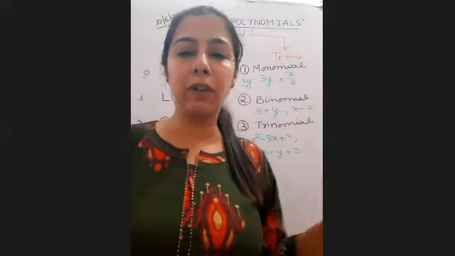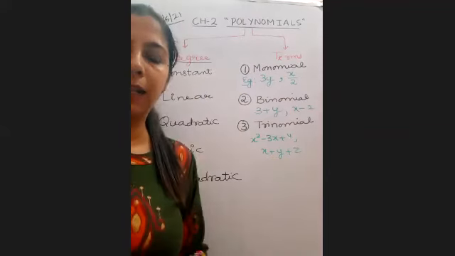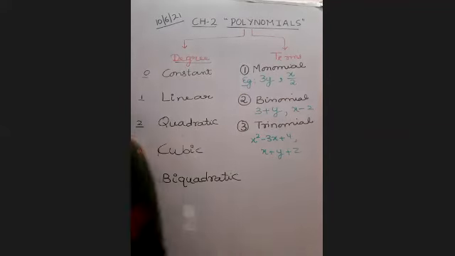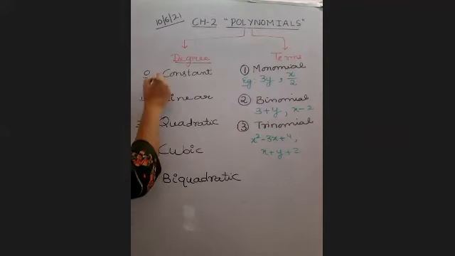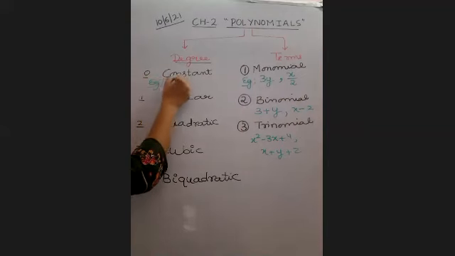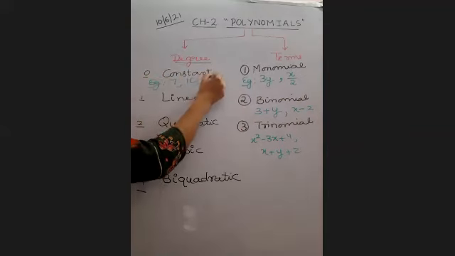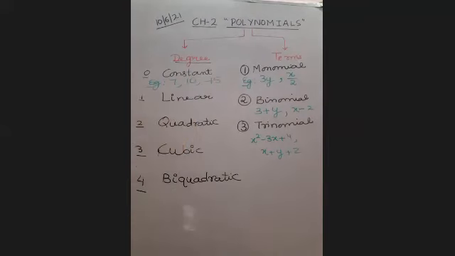And I hope, children, you know the degree. The highest power of a variable is known as degree. You have done all this in 7th and 8th. I'm just revising. Now, constant. As the name says, constant. So any number is a constant polynomial.